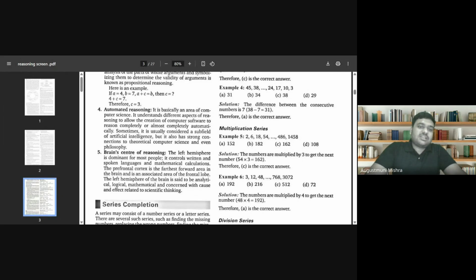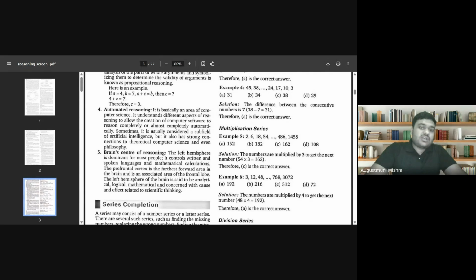Now there is another brain center for reasoning. The left hemisphere is dominant for most people. This is a very important and knowledgeable question. Most people from biology know that the left hemisphere of the brain is dominant for reasoning. For most people, it controls written and spoken language, and mathematical calculation.